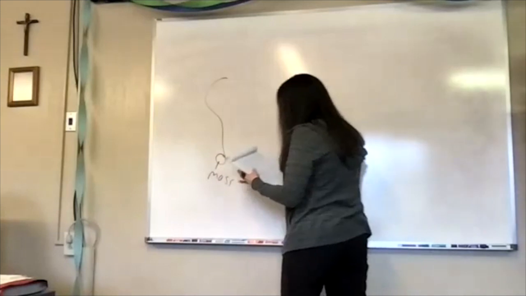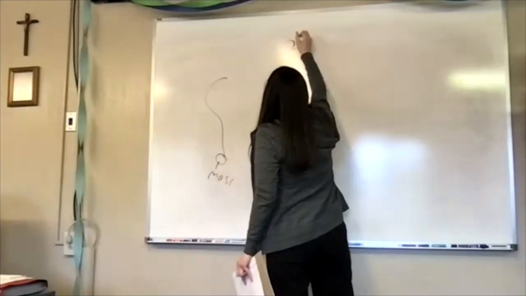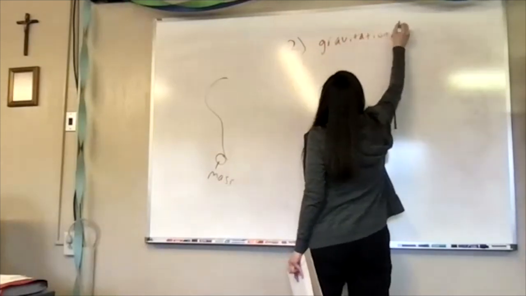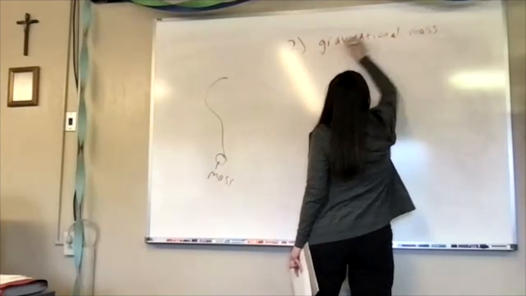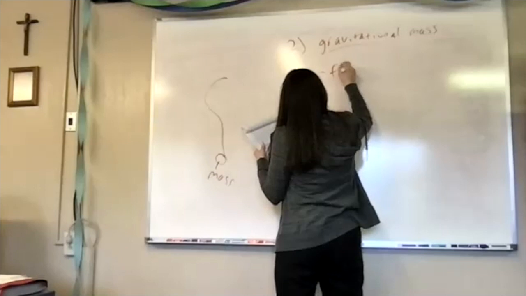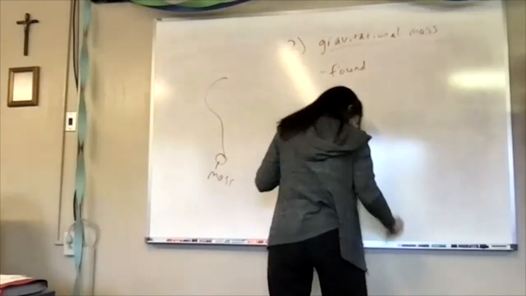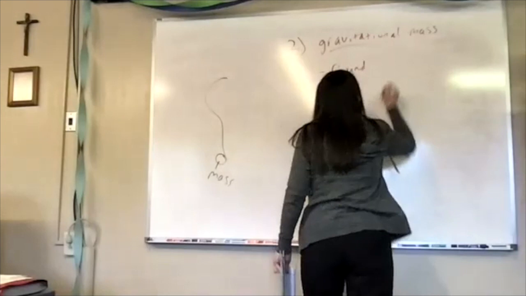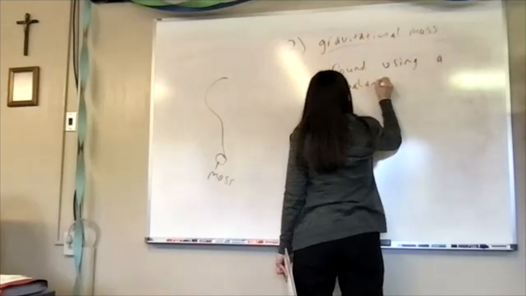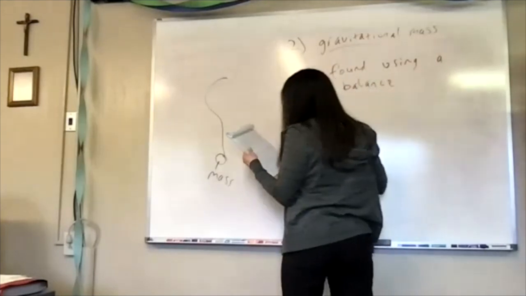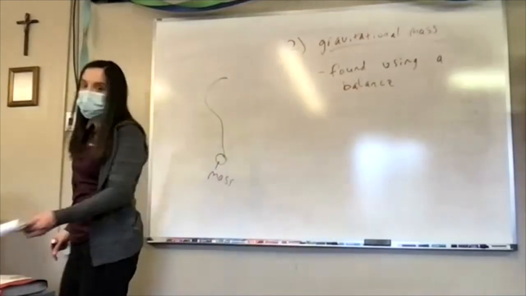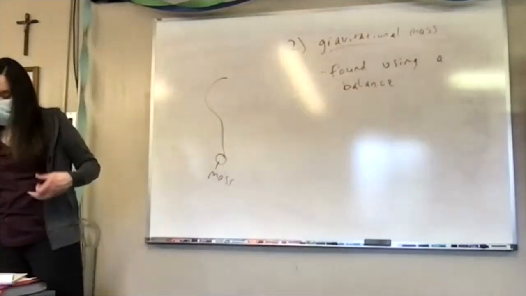The other kind of mass is called gravitational mass, which you find using a scale. So it's found using a balance. And that's usually in a laboratory how we find mass. We just use a scale, divide by 9.8, and we get the mass of the object.